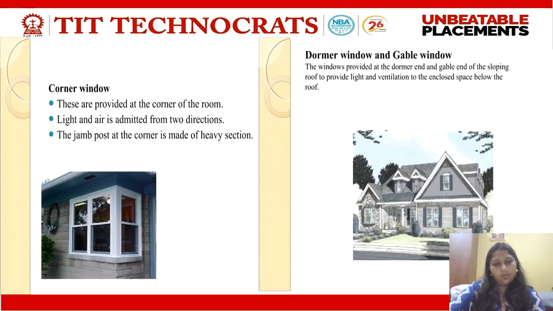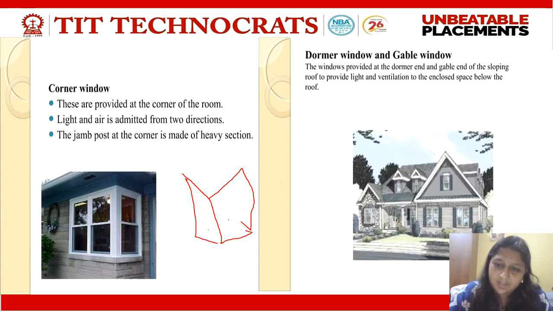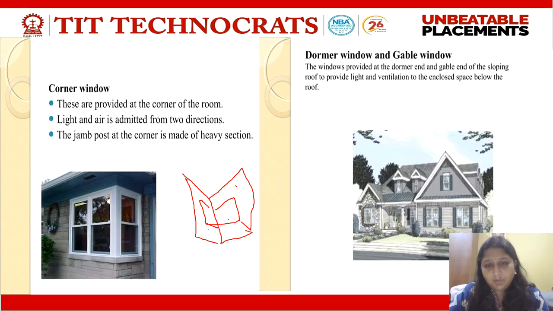Next is the corner window. If I go with the diagram, this is one wall, this is the other wall. A type of window which is provided at the corner of a wall, at the intersection of two walls, is called a corner window.